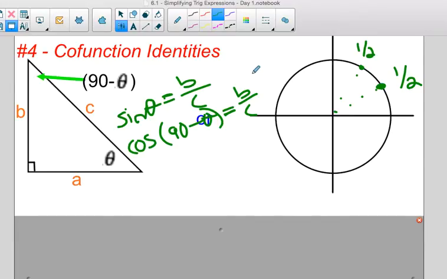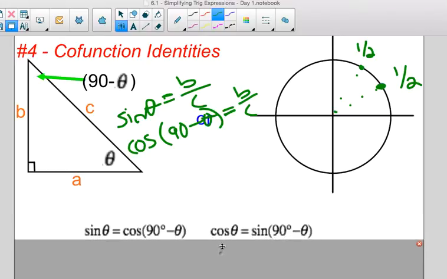Sine and cosine are cofunction identities. So that's the first one that you have. You have sine of theta is the same thing as cosine of 90 minus theta. And then you have cosine of theta is the same thing as sine of 90 minus theta. Which is why when we graphed them, they're basically only a pi over 2 shift, a horizontal translation of pi over 2, and then it would land the other one on top of itself.